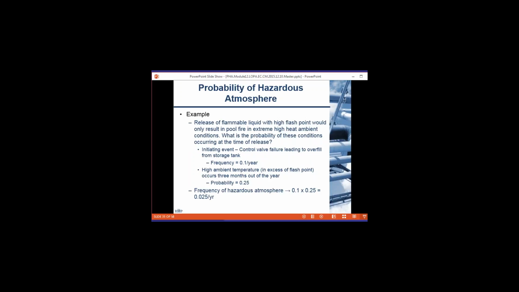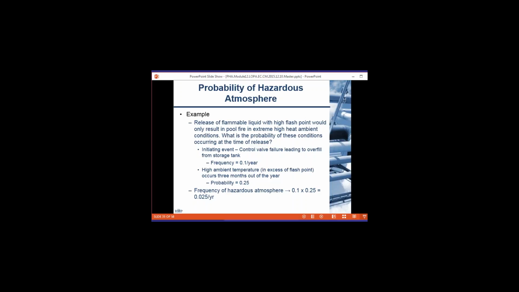So there's an initiating event, control valve failure leading to overfill from a storage tank. The frequency, and I'm ballparking it, but it's based on facility guidance, or a lot of guidance that I've read in the past, is 0.1 times per year. What is the probability of high temperature occurring? Once again, I ballpark this. What we're saying here is 3 months out of the year. It's during summer, so your probability is 0.25. That's going to temper the overall frequency of the event, giving you the frequency of hazardous atmospheres being 0.025 times per year.